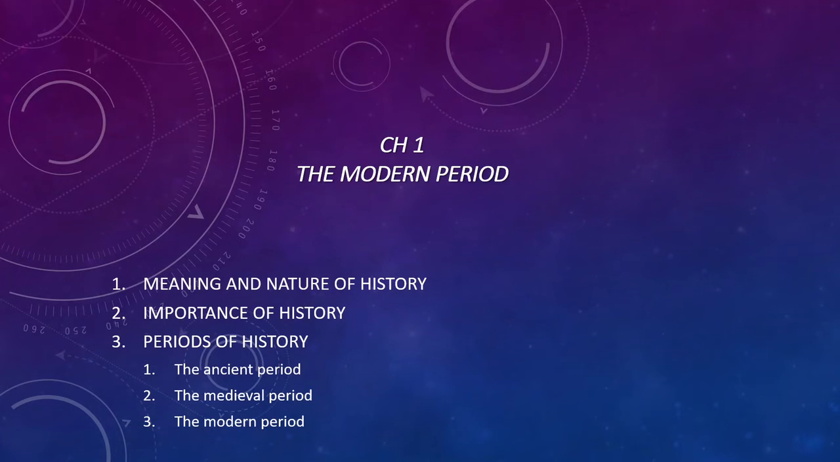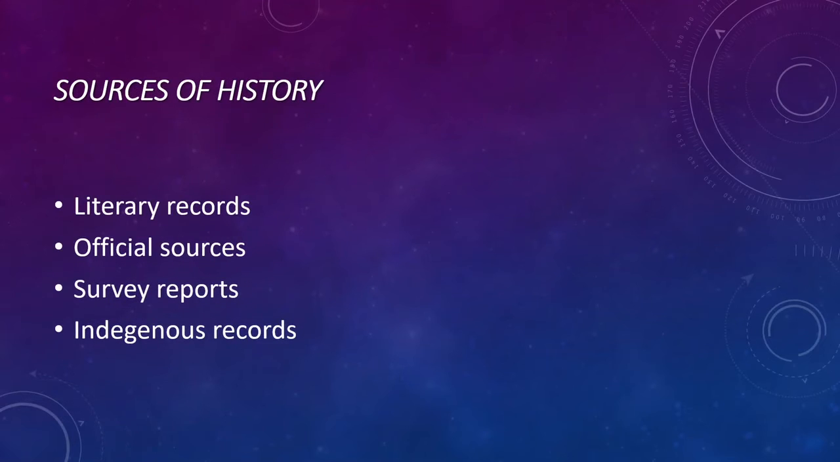Our next topic is sources of history. Clues and evidences on the basis of which we write history are known as sources of history. Historians use different types of sources to learn about the past, but the sources that they choose depend upon the period of their study and the nature of their investigation.